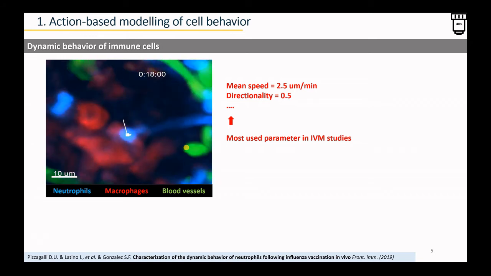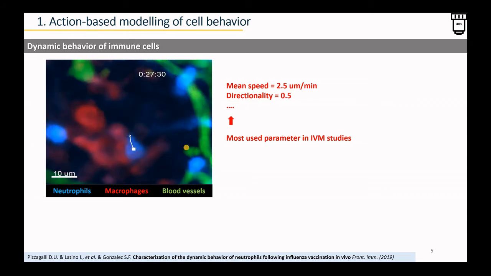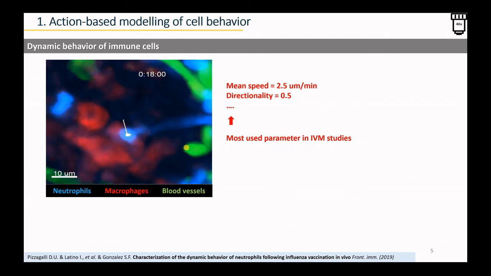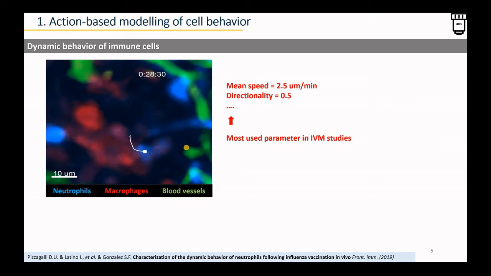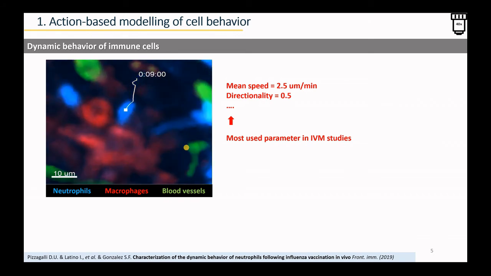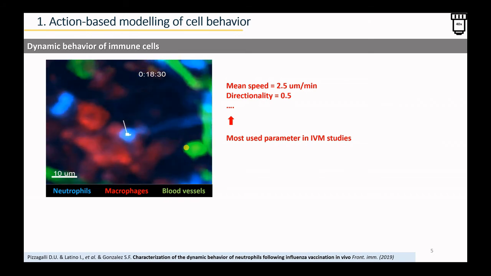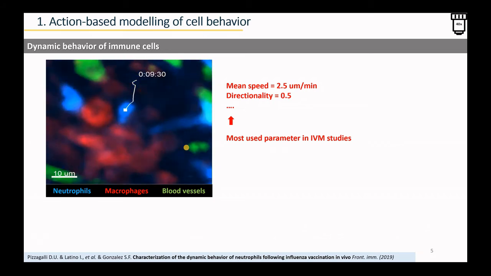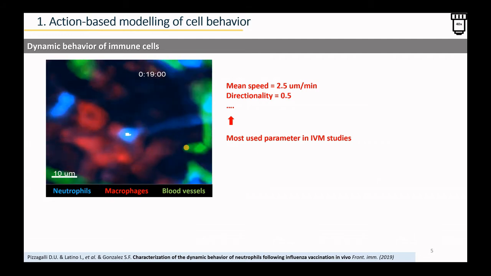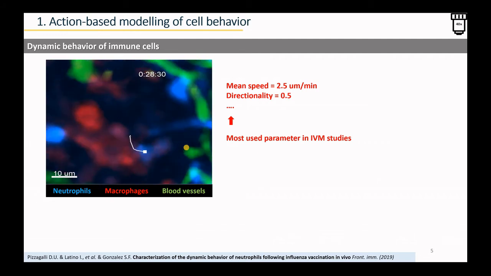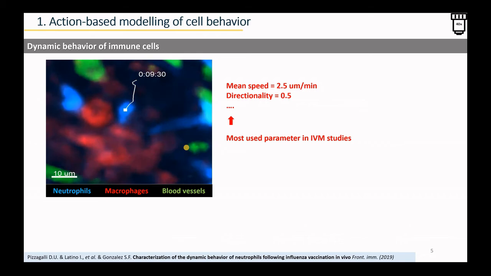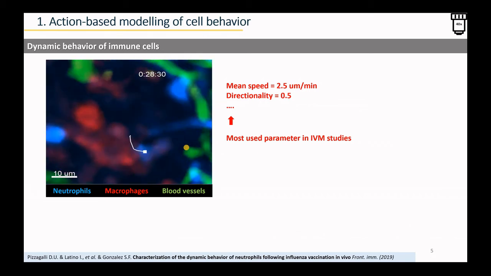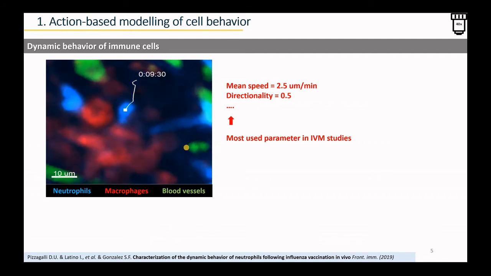However, most of the studies employing intravital microscopy to study motility of immune cells mainly quantify a few parameters like the average speed or the directionality. This specific neutrophil has a speed of 2.5 micrometers per minute and a directionality of 0.5, meaning that it's not going straight, but it's also not following a very twisted trajectory. The goal of us is in general to extract knowledge from microscopy data, and is it possible to go beyond these numbers?